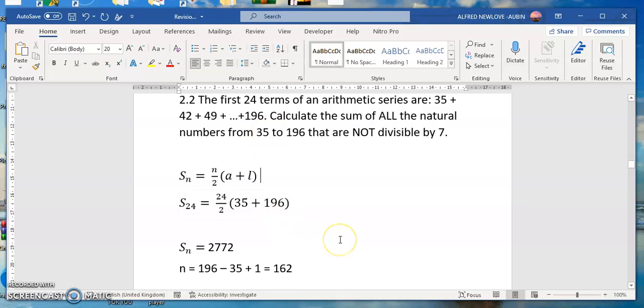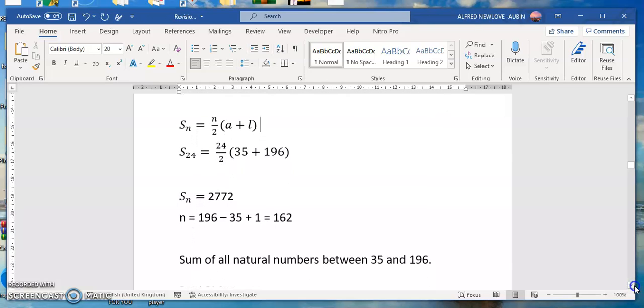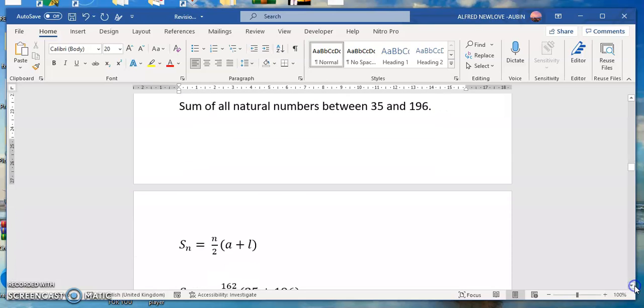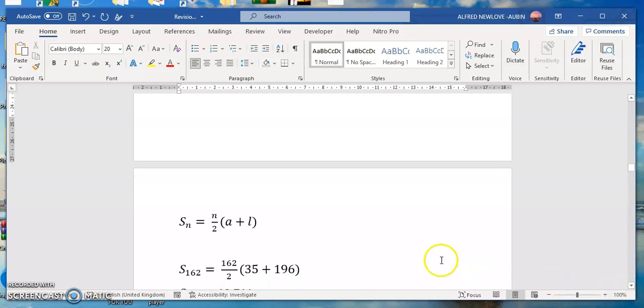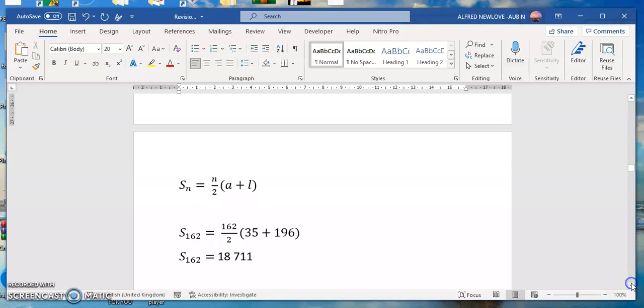And how do you find that? It is the upper limit, which is 196, minus the lower limit, which is 35, plus 1. So you have 162 terms. So this 162 terms, we are going to use it to find the sum of all the natural numbers from 35 to 196. So we still use this formula. If you use your calculator, you are going to get this.